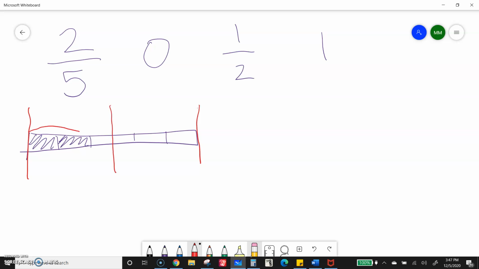Look, what's it closer to? Is it closer to 0 or is it closer to 1/2? It's closer to 1/2, so that's what I would round it to. I'd say it's about 1/2. It's not exactly 1/2, but it's close. Okay?